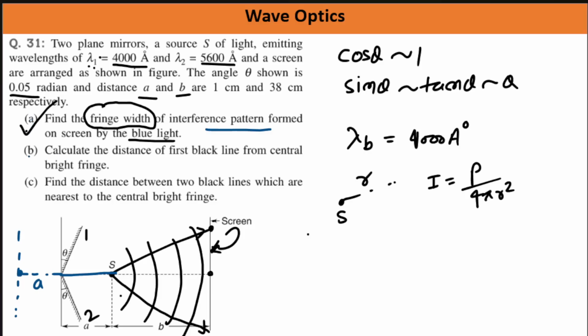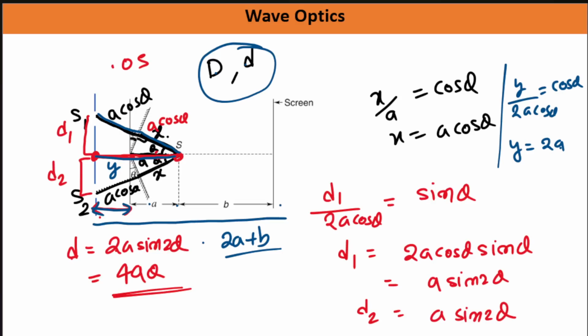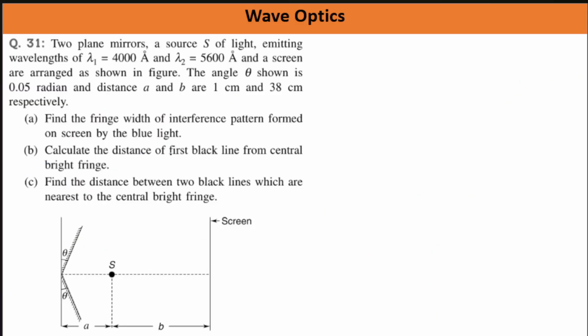Done it? Now let us talk about second. Calculate the distance of first black line from central bright fringe. Okay. So what we have to talk about? Distance of first black line from central bright fringe. So where we will be getting the first black line? The point where it will be minima for both wavelengths of light. Okay. Let's say at this point on the screen, we are getting what?